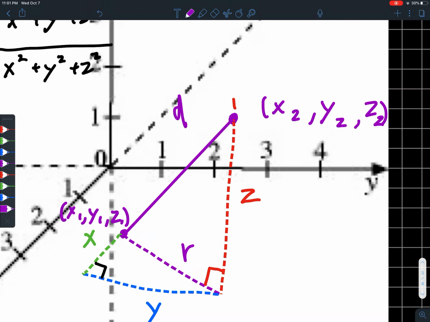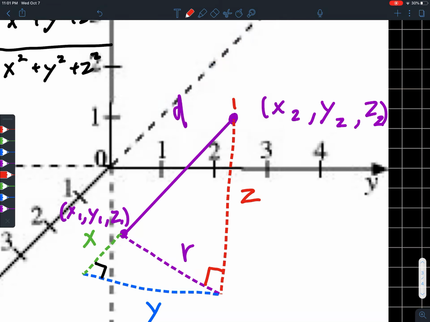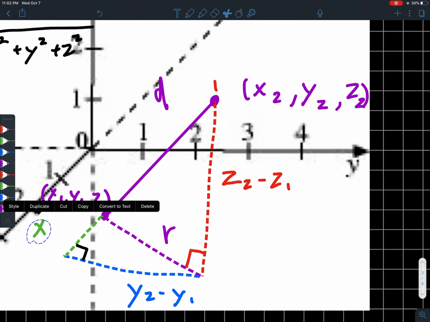And what does that mean? How does that change all of our stuff? It doesn't change our stuff very much. All that means is that this z distance right here is instead z2 minus z1. That this y distance down here is instead y2 minus y1. And that x distance over there is x2 minus x1.